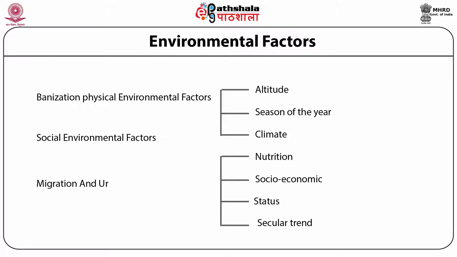Next is season of year. Growth in height is on average found to be fastest in spring, and growth in weight is fastest in the autumn. Tanner says that individual children differ in the time at which they show a seasonal trend, which may be because of variation in endocrine reactivity.